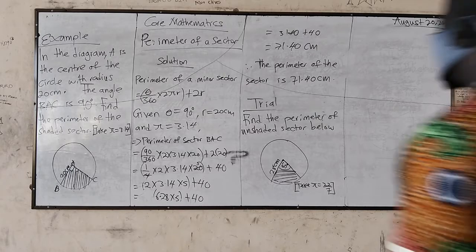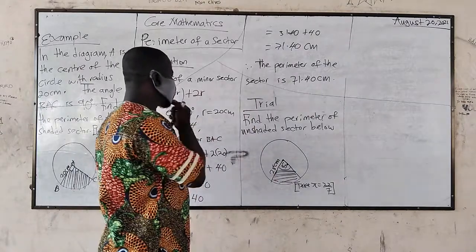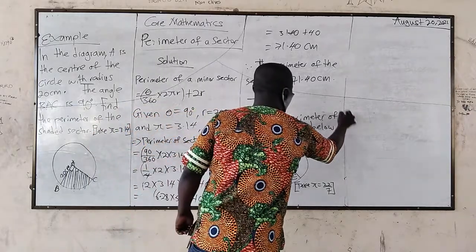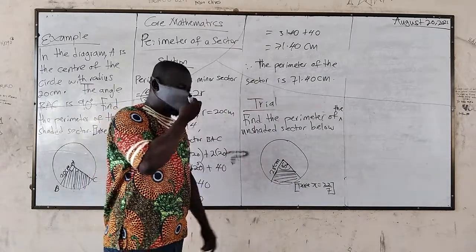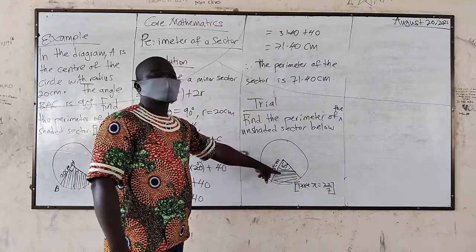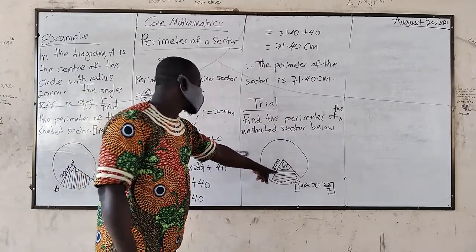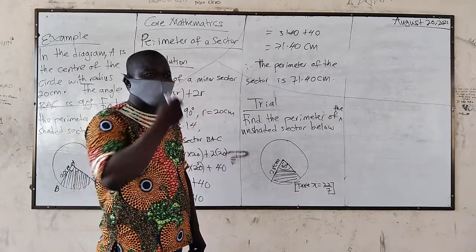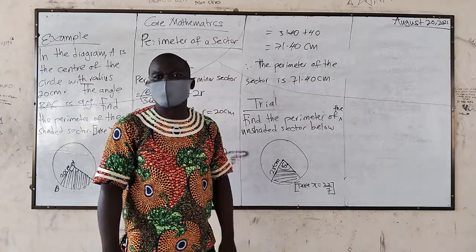Okay. Let's focus our attention on this trial. Find the perimeter of the unshaded sector below. You understand? They said unshaded sector. That's key. So some, subconsciously, or should I say overconfidently, go and solve for this instead. And you know, normally after an examination, you start discussing what answer you got, then you realize that you messed up. You can't even eat.